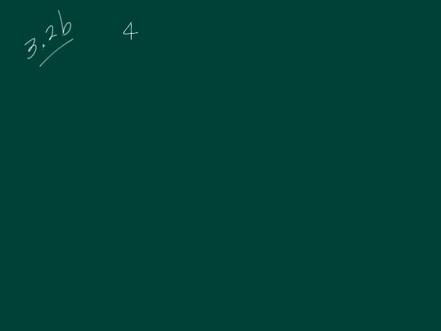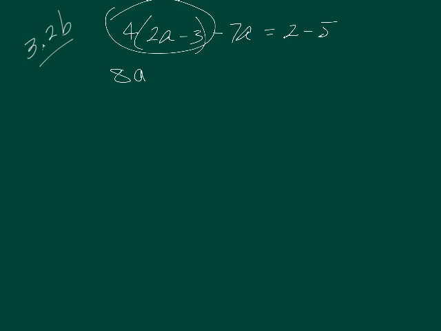All right, so that brings us to example number 5. And we have 4 times 2a minus 3. We're going to subtract 7a, and we're going to say that equals 2 minus 5. All right, so first thing I like to do is the distributive. I like to get rid of the parentheses first. So let's multiply the 4 times the 2a, and then the 4 times the 3. And then I've got minus 7a equals 2 minus 5.